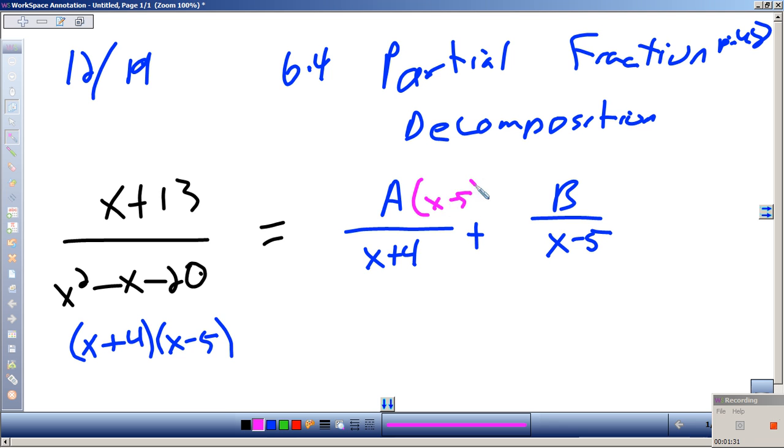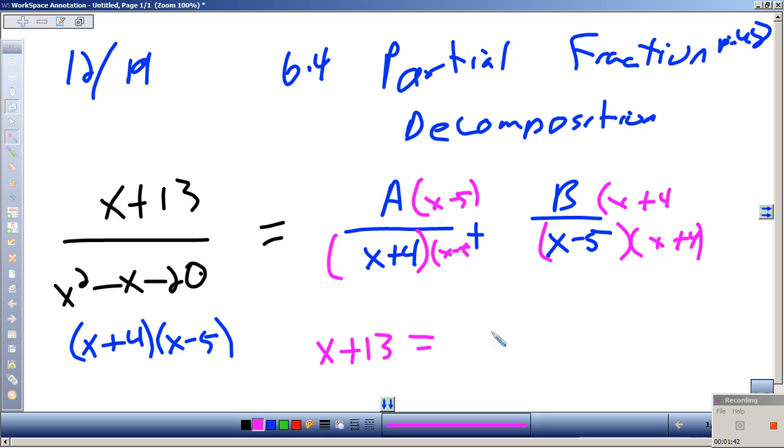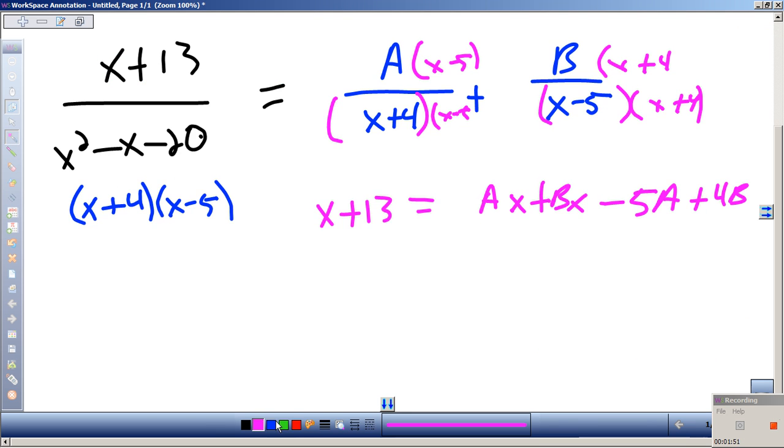Okay, common denominator, x minus 5, x plus 4. Then we have x plus 13 equals ax plus bx minus 5a plus 4b. Wait, can you say what you did first? Okay, I distributed the a, distributed the b, and set it equal to the top over here. And just group the a's into the x parts and the constant parts together.